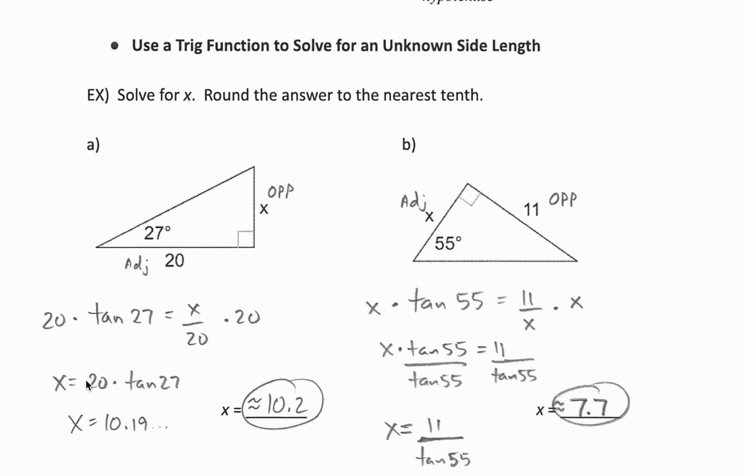And at this point, this is just calculator button pushing. Type in your calculator 20 times tan of 27, and it should give you a decimal that says 10.19 something. We're going to round to the tenth spot here. So that's our first decimal place. We look to the right. Values of 5 or higher are going to make us round this up, so we're going to round up to 10.2.